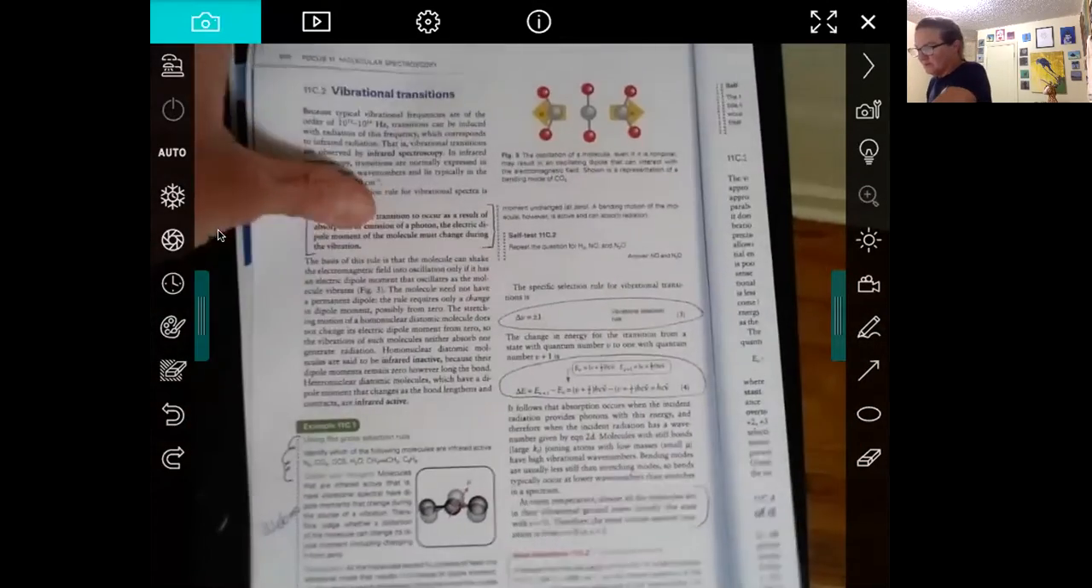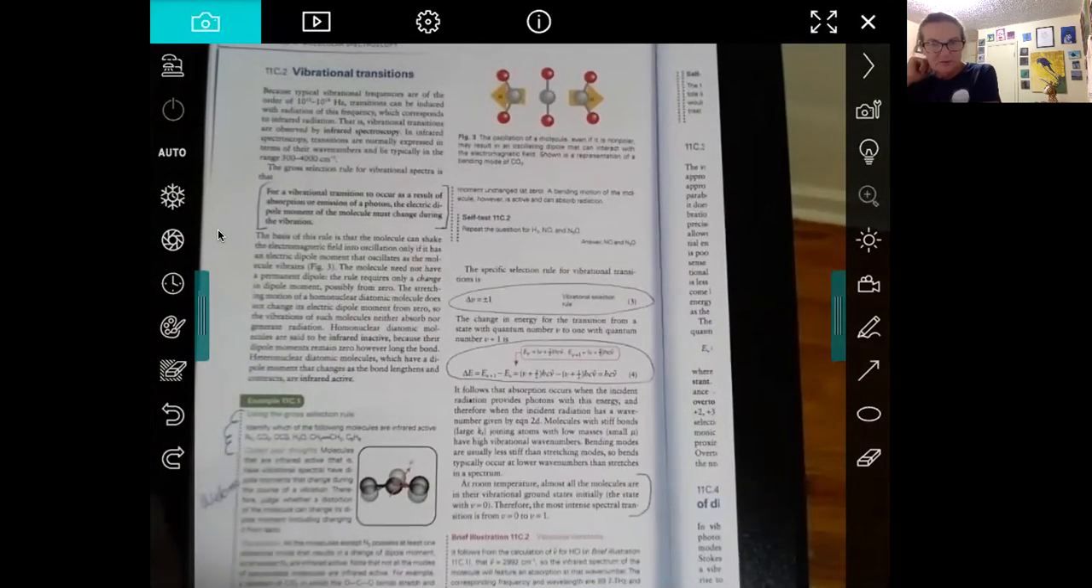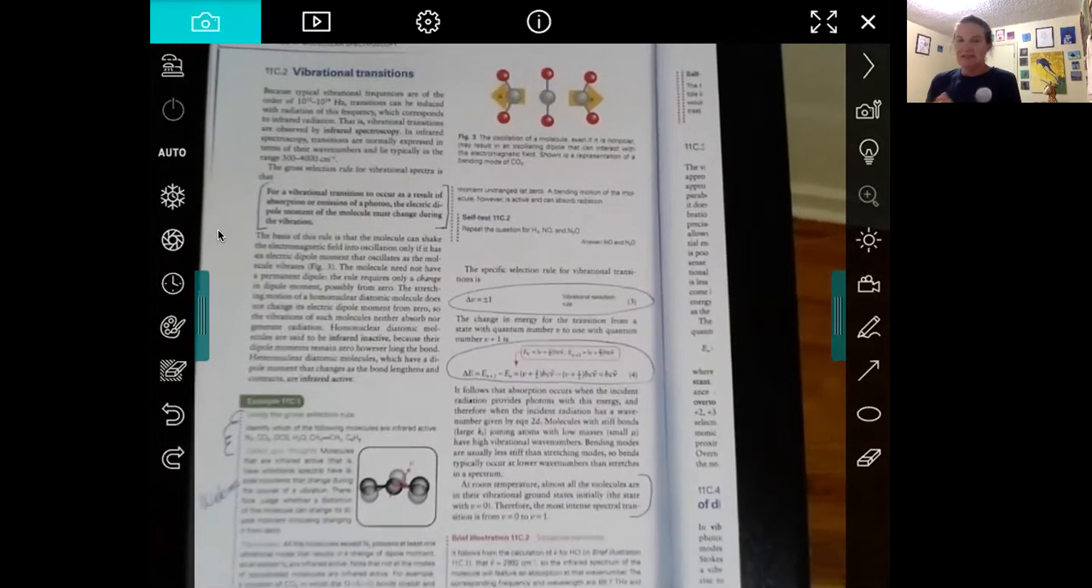So when we think about vibrational transitions, in order for them to occur as a result of absorption or emission of a photon, the electric dipole moment of the molecule must change during the vibration. So sometimes that means the molecule has to have a permanent dipole, but not always, we'll see. But it's just like with rotation, in order for a photon to interact with the molecule, you have to see a changing electric field, because the photon is a wave with an oscillating electric field. So you have to have a dipole moment that changes throughout the process.